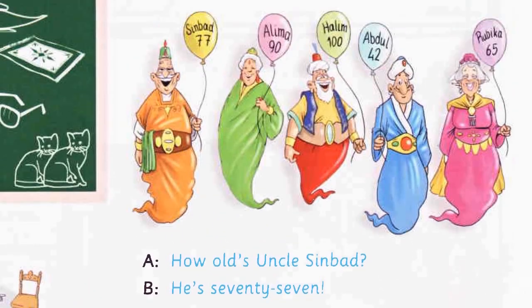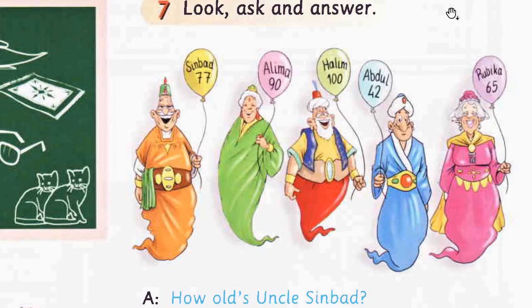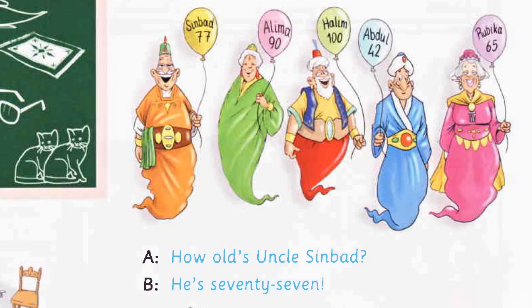Now, I want you to look at this picture and what is the question? The name is written Lemurs. And the age is written here. I want you to form a question out of this. What is the question? How old's grandmother Alima? Well done. And then the answer, she's 90.